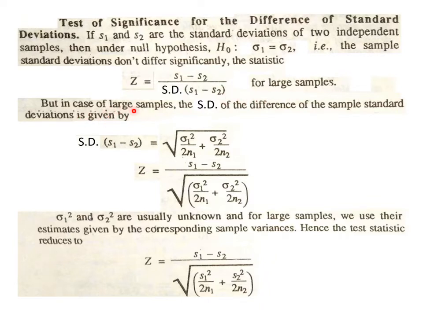But in the case of two samples, the standard deviation of the difference of sample standard deviations, that is SD, the denominator, is given by this formula. In the case of large samples we have to use this formula, so we replace SD of S1 minus S2 by this and we get the final formula of Z. But we have to change only one thing. Usually sigma 1 and sigma 2 are unknown, and we take them approximately equal to the sample values S1 and S2. So sigma 1 is replaced by S1, and sigma 2 is replaced by S2. That is the final formula for Z, which we will utilize for solving problems whenever we discuss the test of significance for the difference of standard deviation.